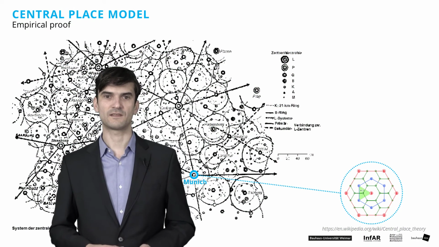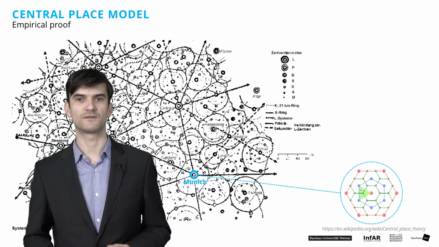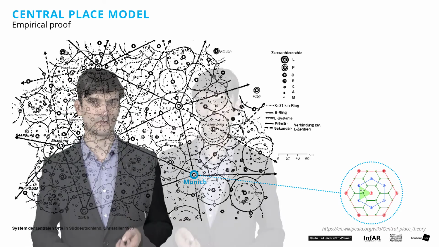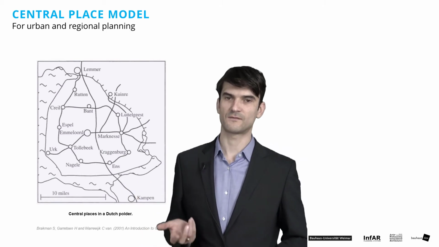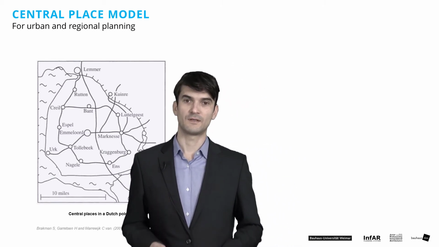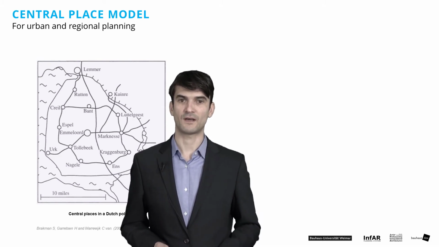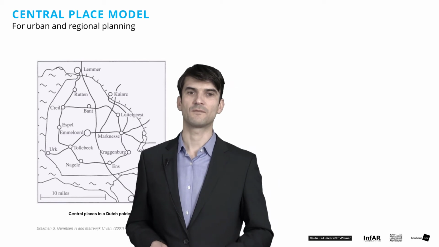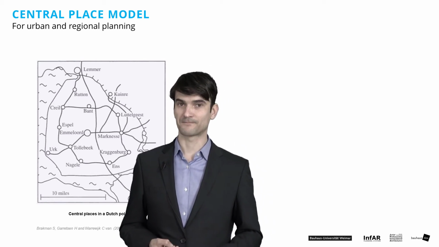Nevertheless, the central place model has also been used for the planning of small towns and villages, for example, on the Dutch polder. So not only the analysis works with this model, it can also be used for planning. Between 1937 and 1942, an area of 48,000 hectares was reclaimed from the sea and turned into a polder in the center of the Netherlands.